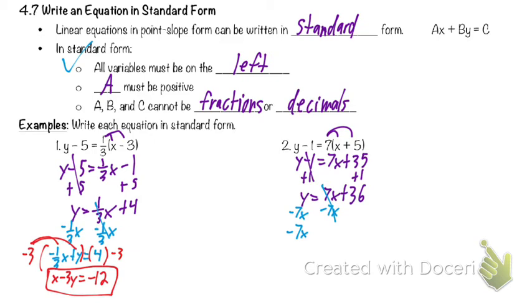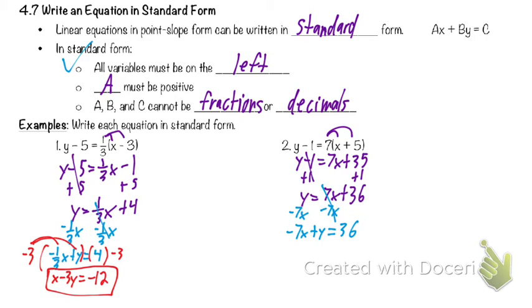Wait, so okay. We subtract the negative 7, the 7? Yeah, we subtract 7x. We don't divide it? No, so we're trying to move it to the left-hand side. So whenever you're trying to move the entire thing, we'd have to do the opposite of what's there. So 7x is adding with 36. The opposite of that is subtracting the 7x. So we have negative 7x plus y is equal to 36. So now, all variables are on the left.